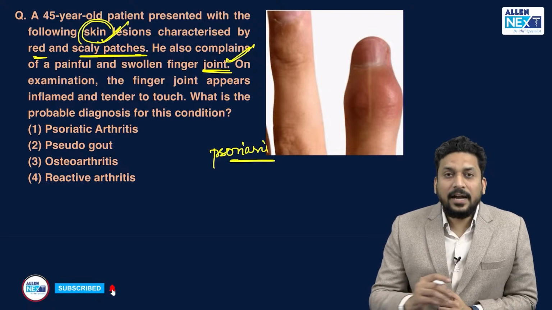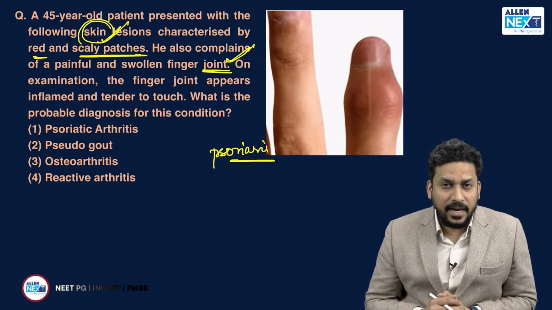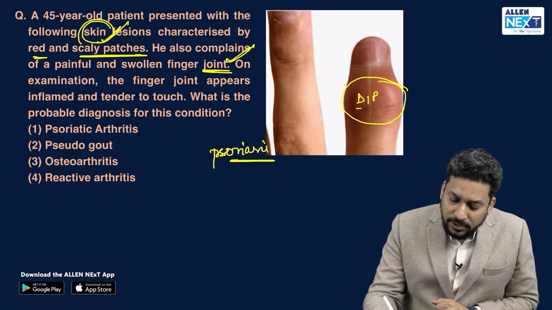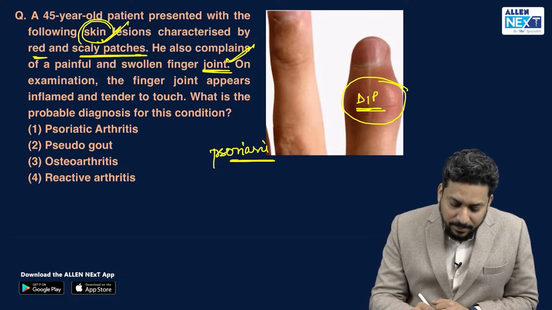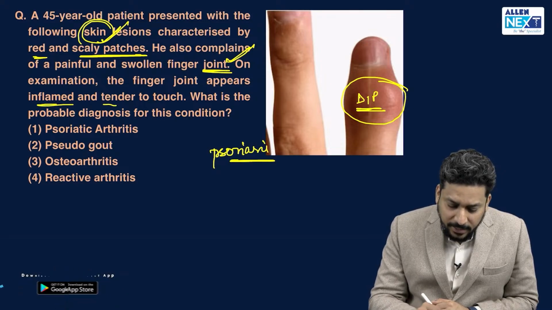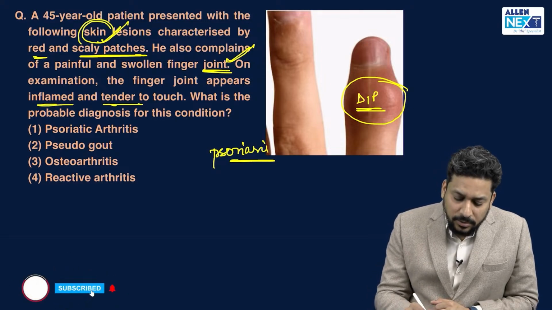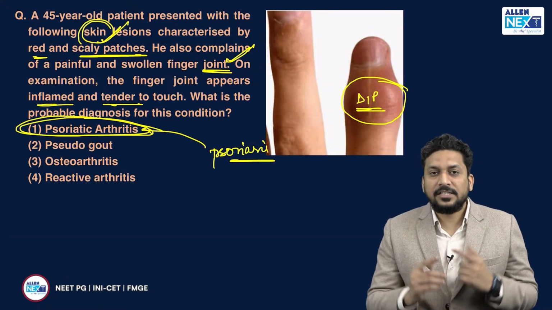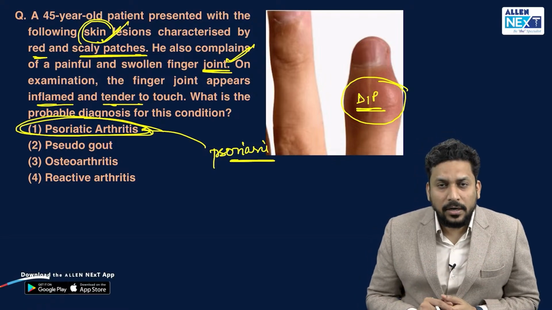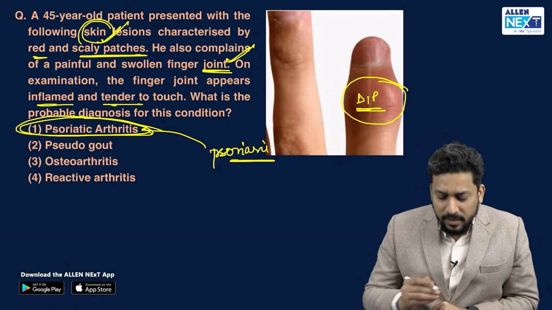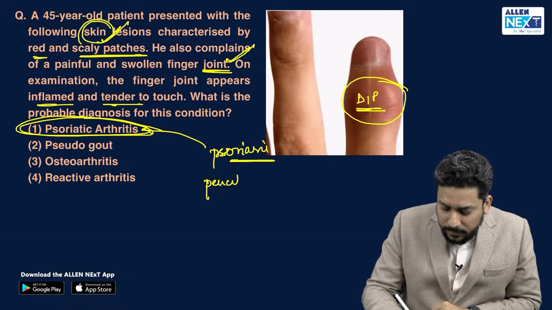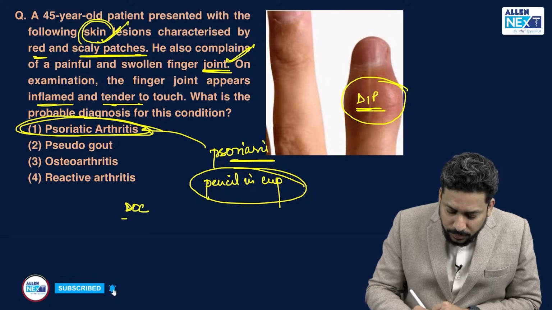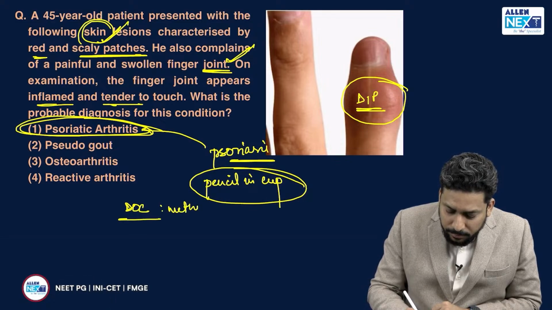And do you know which is the most common joint involved in psoriatic arthritis? Yes, it is the distal interphalangeal joint, which is shown in the image. So on examination, the finger joint appears inflamed and tender to touch. What is the probable diagnosis? It is probably psoriatic arthritis, where the distal interphalangeal joint is involved. And if you do an X-ray, you will get pencil in cup deformity. And the drug of choice for psoriatic arthritis is methotrexate.